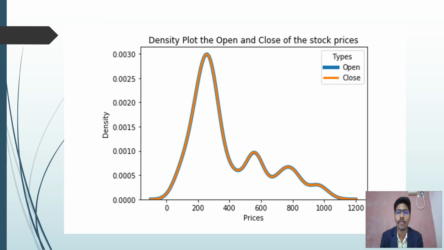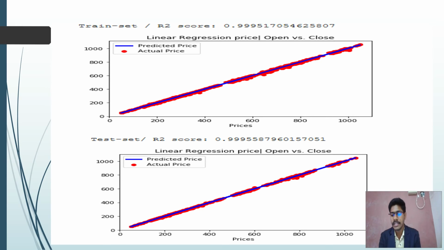density plot of open and close stock prices. You can see here two types of lines. One is open and one is close. Open is blue and close is orange. You can easily find this from open and close. This is price and density. Okay, you can see that. Okay, we can move on. Algorithmically, we use a linear regression technique here.